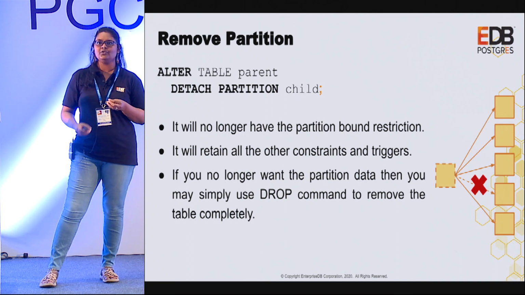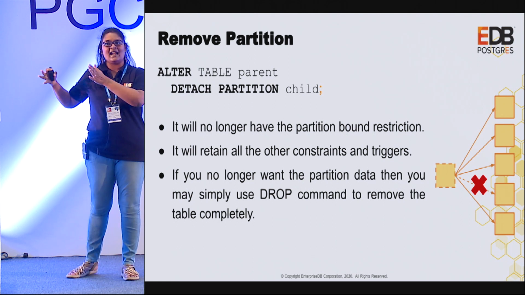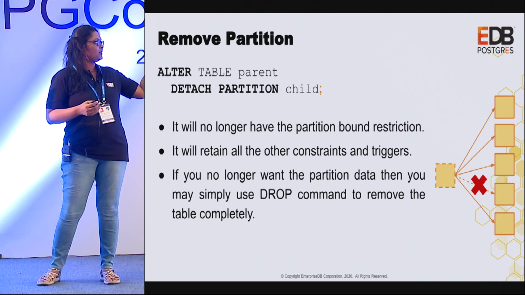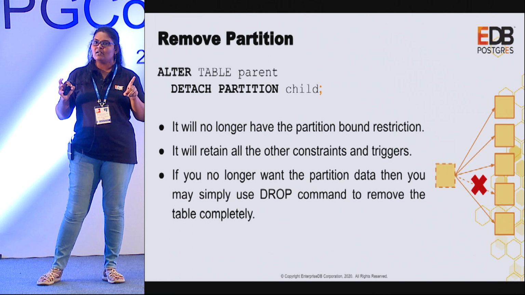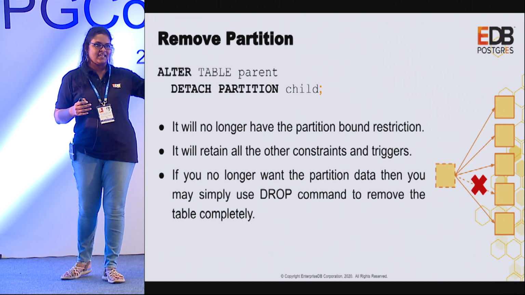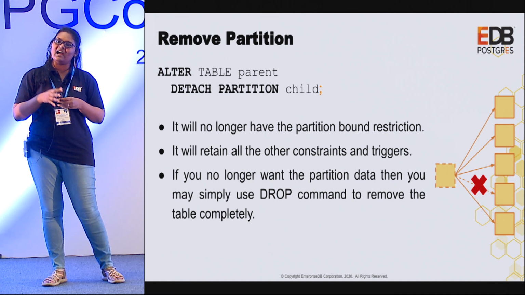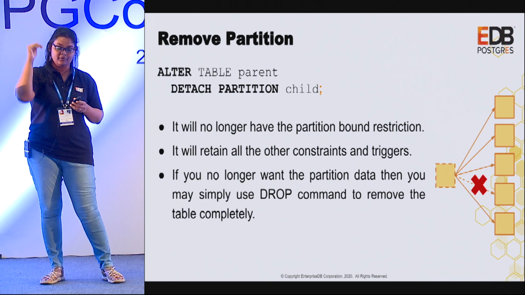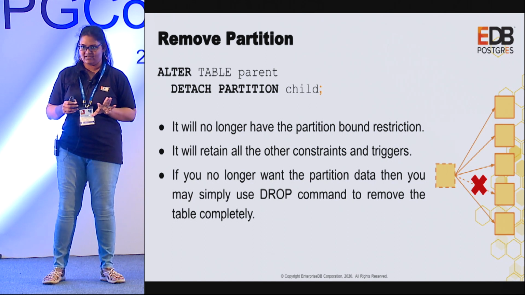Suppose for some reason you no longer want a particular table to be a partition, but you want it to be a standalone table. Then you can use the detach partition command and remove it from the partition tree. In this case, it will no longer be restricted to the partition bound. So suppose you remove the partition which was taking Mumbai previously, you have said detach. So you can now make any entries. You can put Delhi or Kolkata or anything. You can put all entries in that because it will no longer have that partition bound restriction.